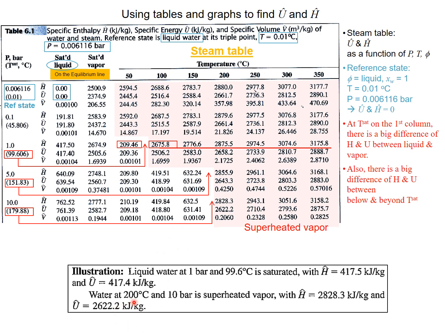Water at 200 Celsius degree. Try to find 200 in this column, and 10 bar. So let's go to the 10 bar here. Are we in the liquid, vapor, or superheated vapor region? The value of enthalpy is this one, and internal energy this one. Please try to read this steam table. Practice and practice.